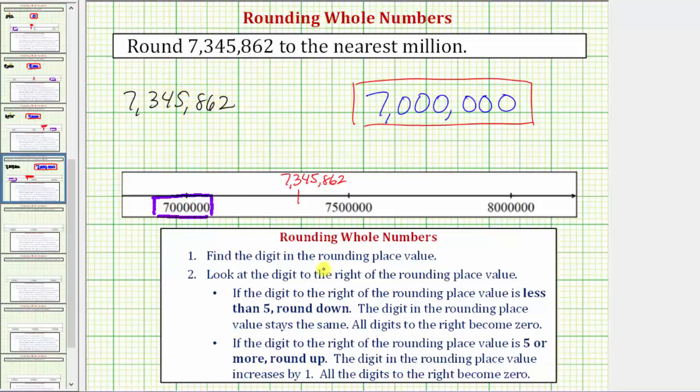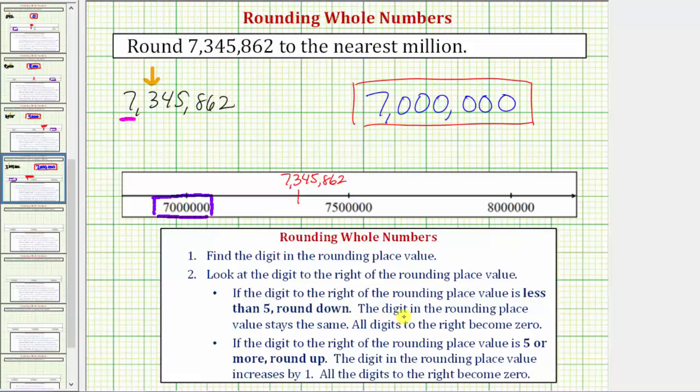Step 1, we find the digit in the rounding place value. Because we're rounding to the nearest million, notice how the 7 is in the millions place value. Step 2, we look at the digit to the right of the rounding place value, which in this case is the 3 in the hundred thousands place value. So the 3 is our decision maker. It tells us to round up or down. So because we have a 3, and a 3 is less than 5, we round down.